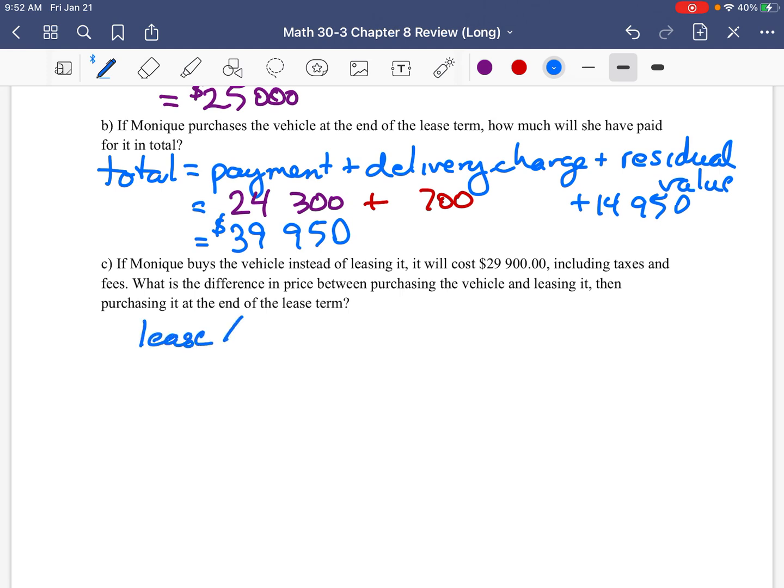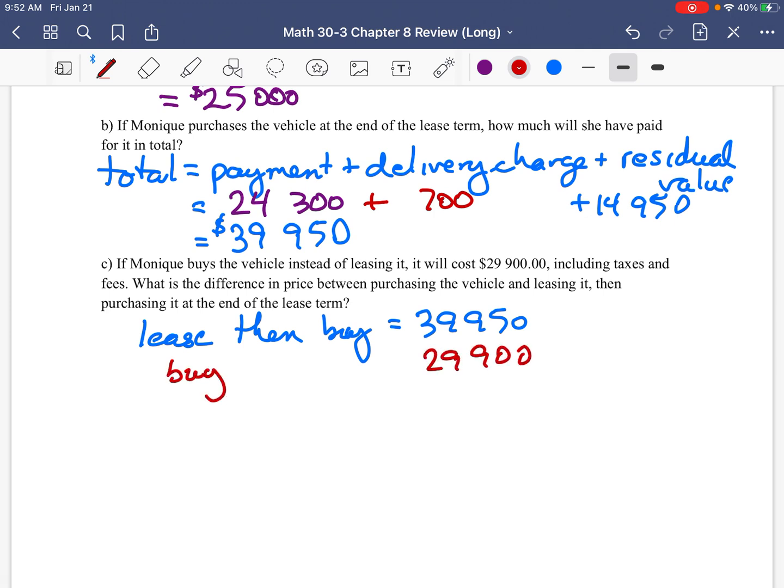if she leases it and then buys it, that's $39,950. If she just buys it outright, it's $29,900. So that is $10,050 more to lease it.